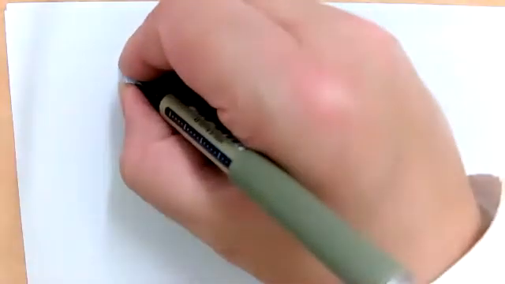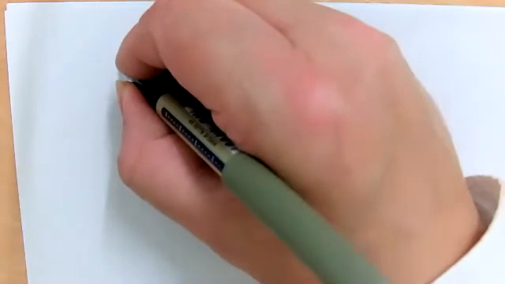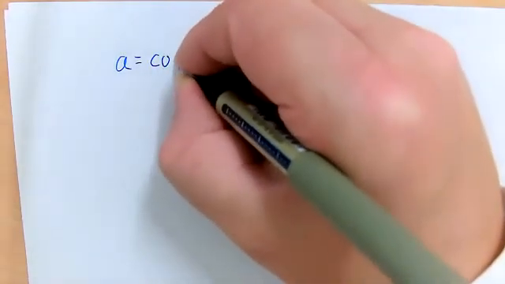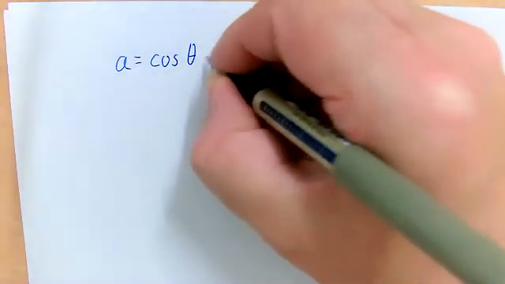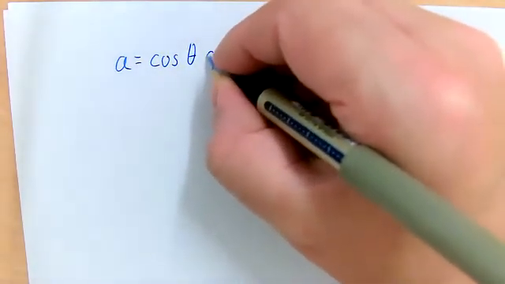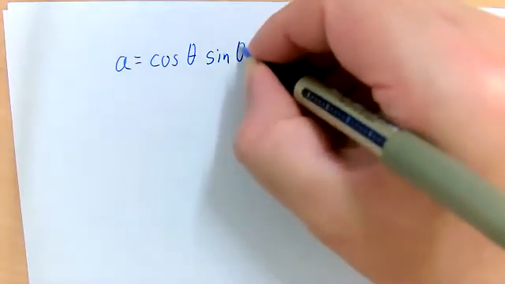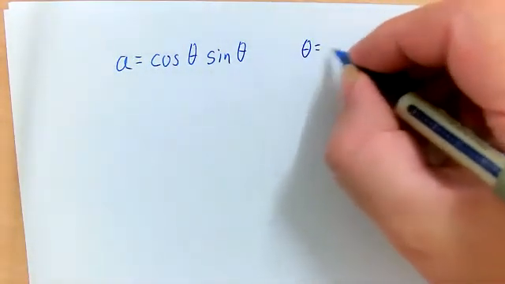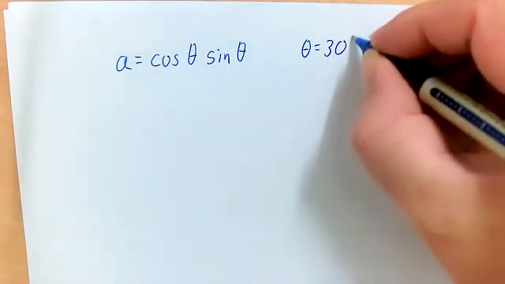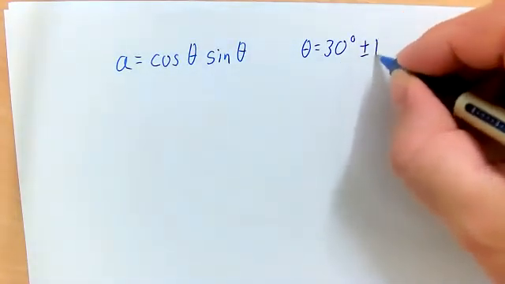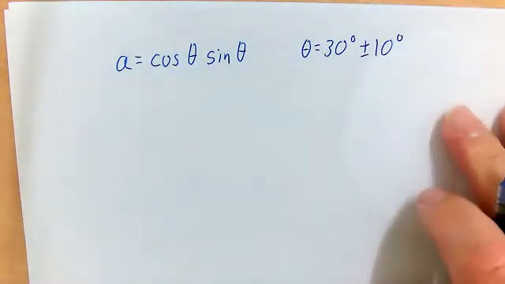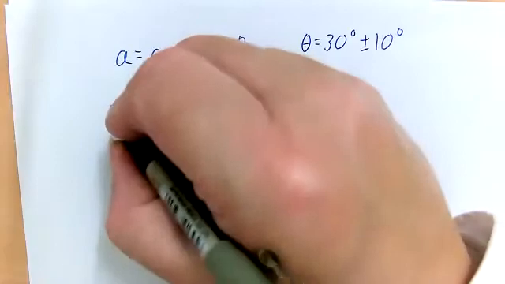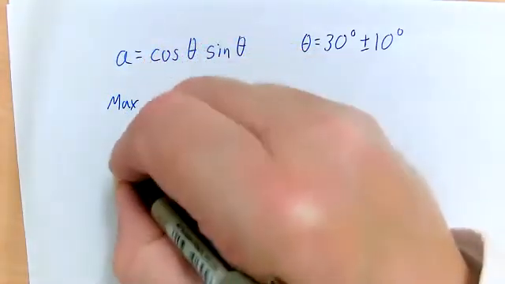Let's say we had A equals cosine theta times the sine of theta, okay? And let's say theta was 30 degrees plus or minus 10 degrees. Really horrendous level of uncertainty here. What we can do is you can work out the maximum and minimum values.